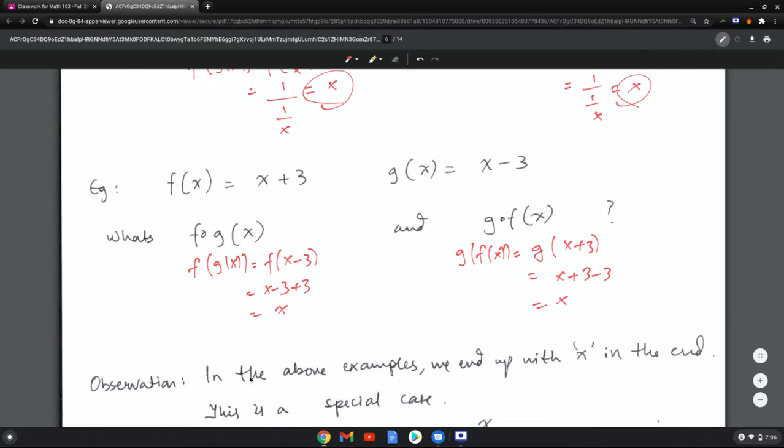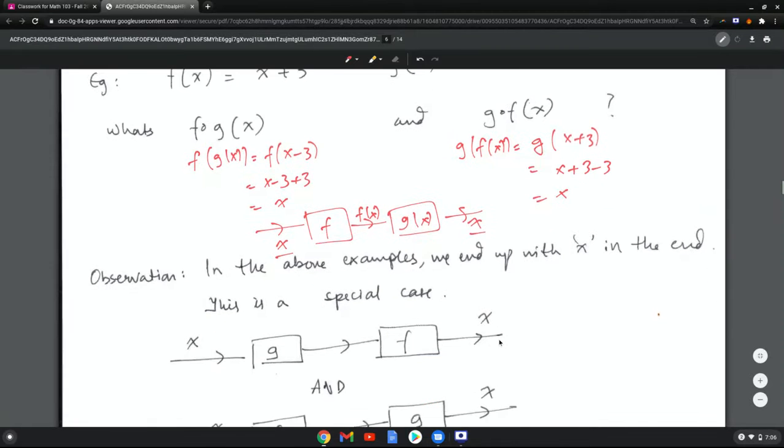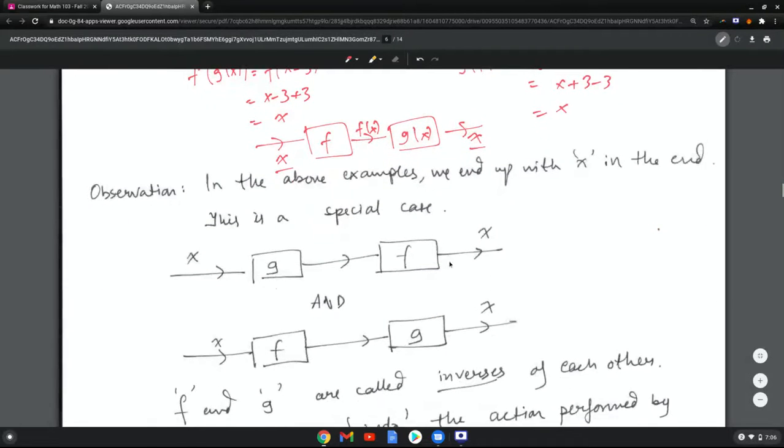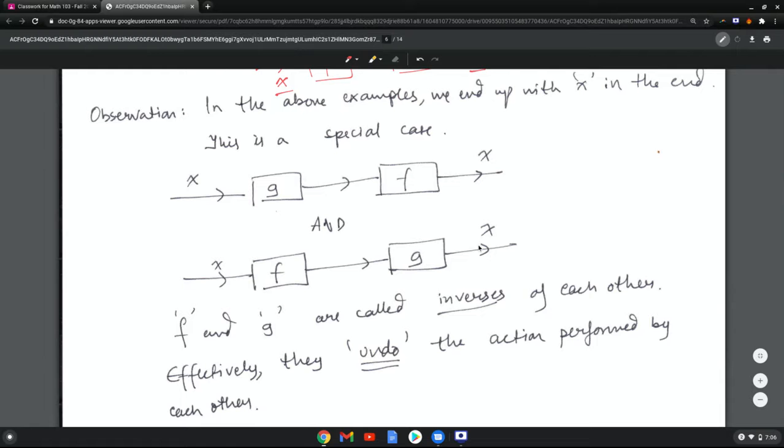And this is a special case, because what's happening if you draw the diagram is you're feeding x into f, it throws out f of x, which feeds into g, and you get back x. So this hasn't changed. This is called a special case. When this happens, the functions f and g are called inverses of each other.